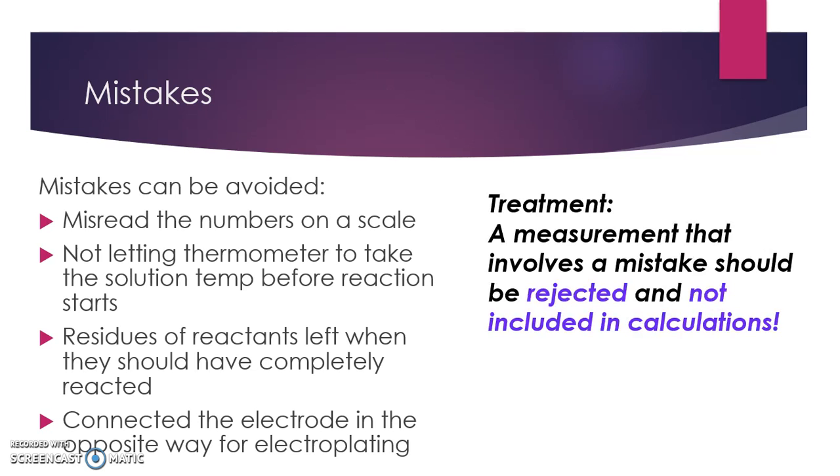In those cases, if a measurement is taken after a mistake has occurred, then that measurement should be completely rejected. It cannot be included in calculations. So taking an average does not minimize the impact of a mistake. If it's a mistake, it should be kicked out.